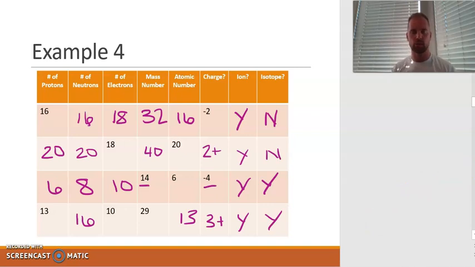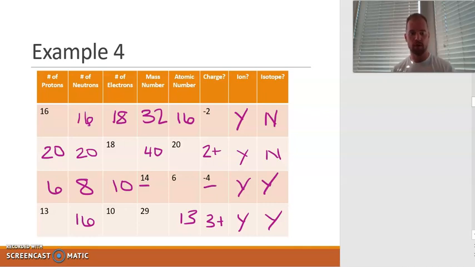All right, let's take a look at row 2. So we've got 20 protons, 20 neutrons, because I had to assume that we were looking at an average atom of the element 20, which would be calcium. +2 charge, that means yes, it is an ion, and no, it's not an isotope because I took the mass number from the periodic table.